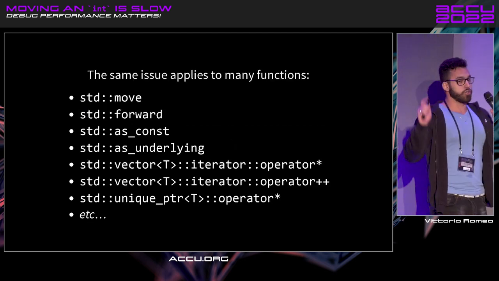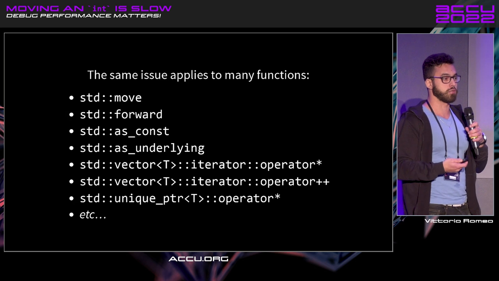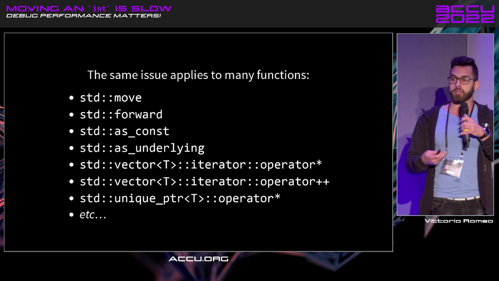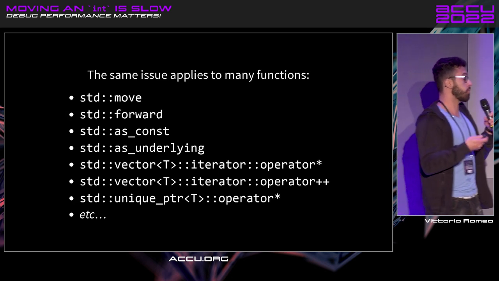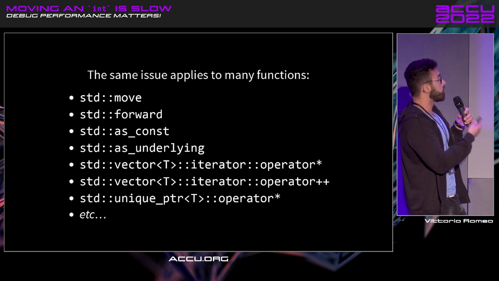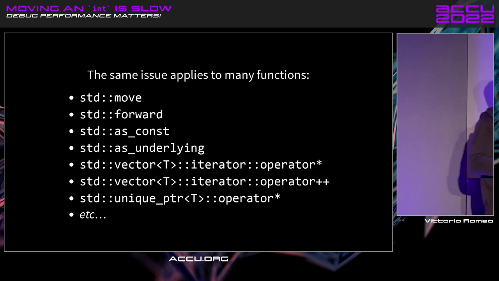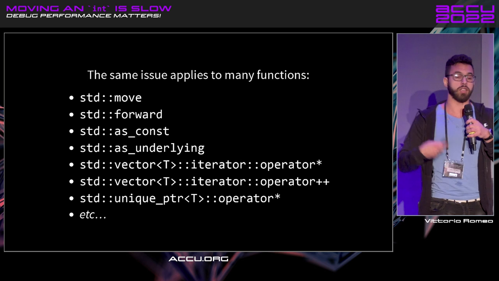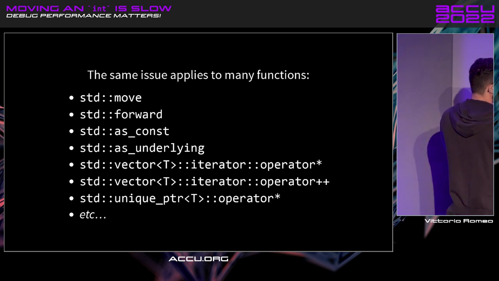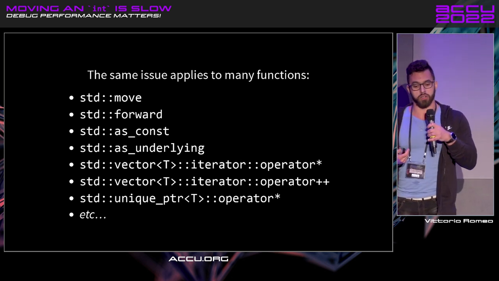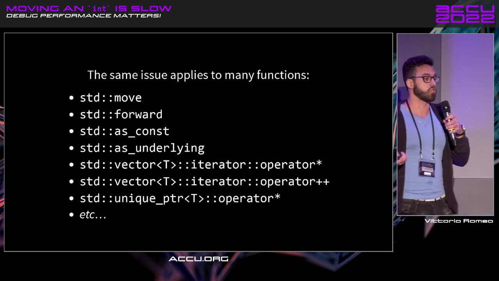Okay, this issue, if you want to call it that, applies to a lot of functions in the standard library. Things that conceptually are just very thin wrappers around a cast or a basic operation, but they end up using a function call and providing overhead in debug builds. You can think of move, forward, stuff like as_const, as_underlying. But if you think about it, even things like the vector iterator classes, those are usually implemented as an extra class, not as a pointer, for strong type reasons and to make it a little bit more debuggable. Unique pointer, dereference operator, and so on. All of these things are very small functions that, technically speaking, should never appear even in your debug stack. They are there just as simple wrappers.